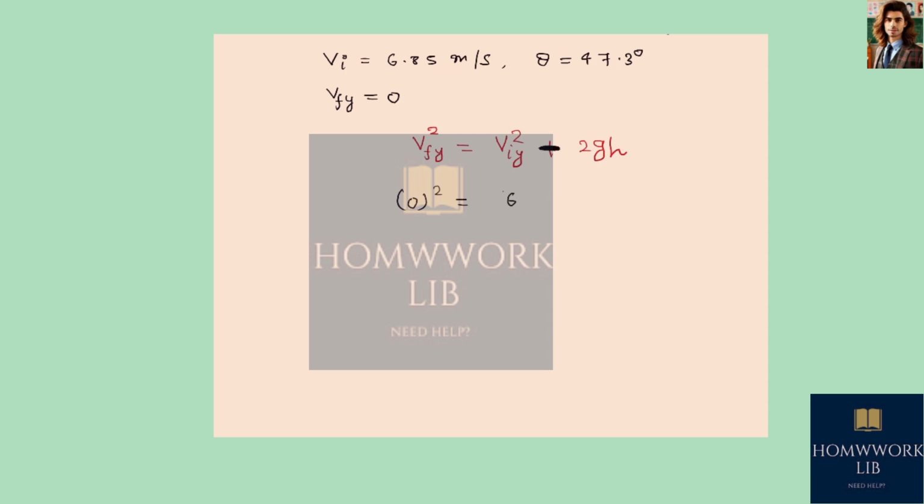So this will be 6.85 times sine of 47.3 degrees, whole squared, minus 2gh. So after calculation, we will get h is equal to 5.03 whole squared upon 2 times 9.8, which is equal to 1.29 meters.